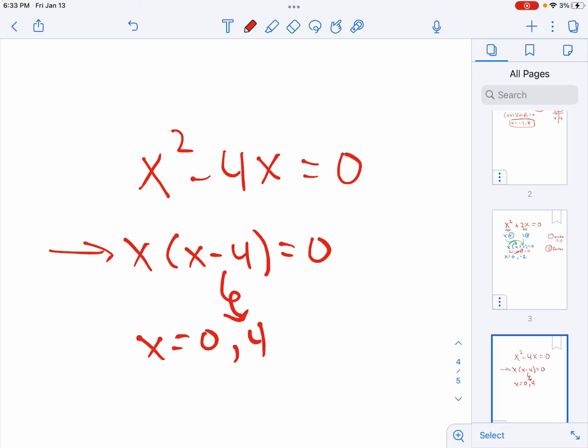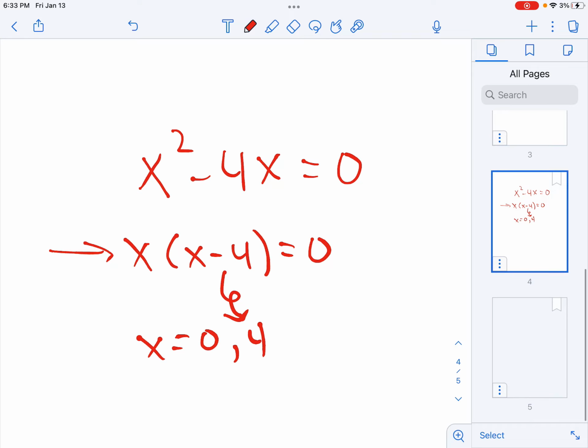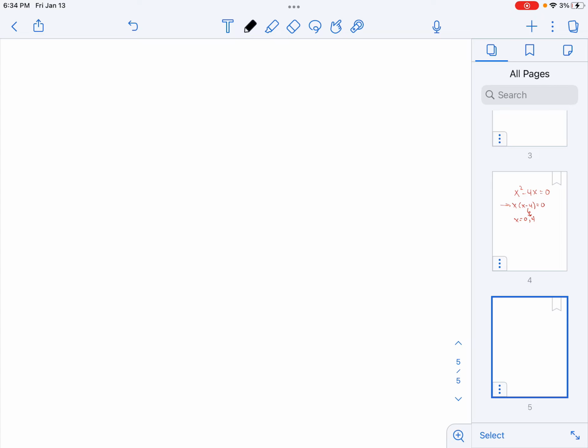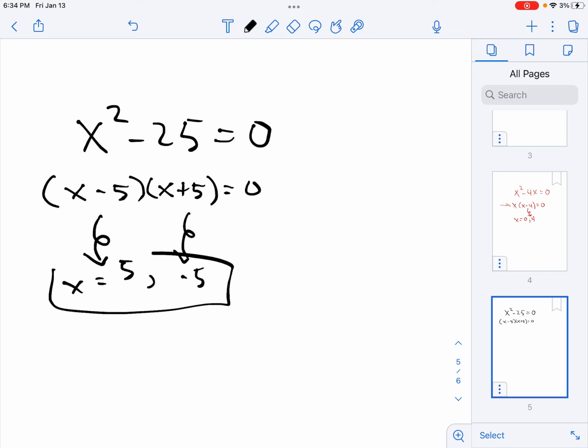Okay, so we've done the first type of equation, the second type. Now let's go and do the third type you might come across. Let's say you've got something like this: x squared minus 25 equals 0. Now, two different ways of solving this. One way you can do this is you can factor this: x minus 5, x plus 5 equals 0. And then flip the sign to 5, flip the sign to -5, and here are your solutions.